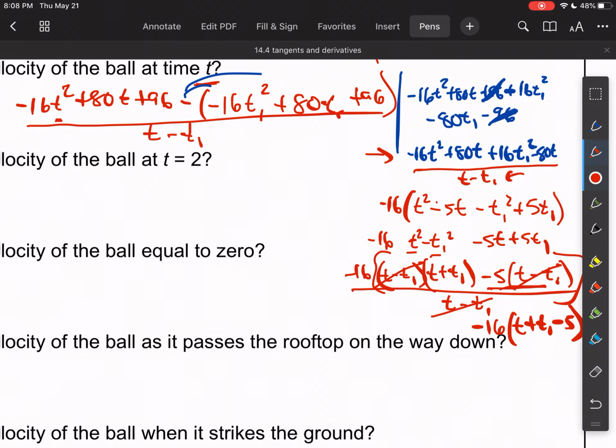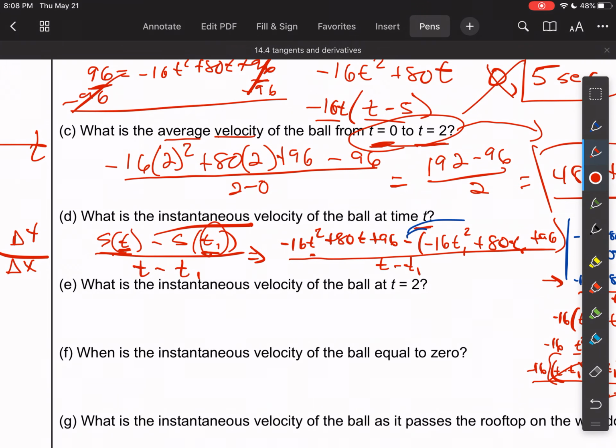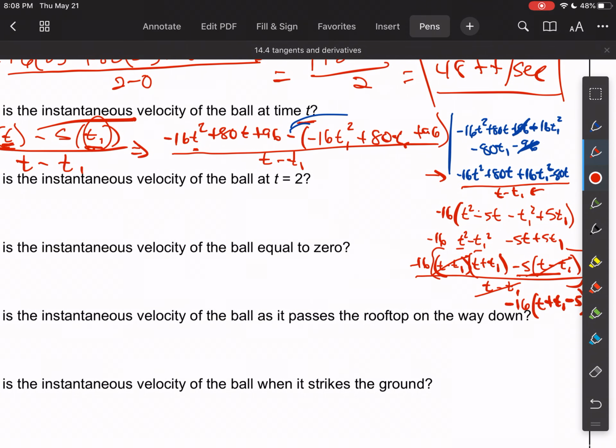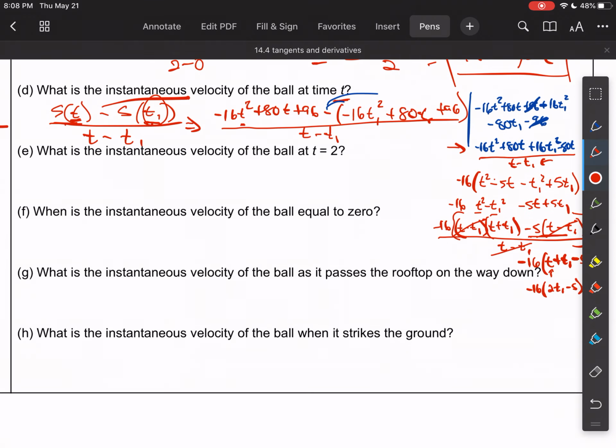Okay, so now what I have just found, and I'm not quite done, because I still have to plug in a t1 for t because that's what I'm trying to find. All of this was based on instantaneous velocity at t1, right? So if I plug a t1 in for this t, I get negative 16 times 2t1 minus 5. That is my equation for the instantaneous velocity of the ball at time t. Notice I did not give you nearly enough space to do that calculation. Whew! Okay, so that is part D.